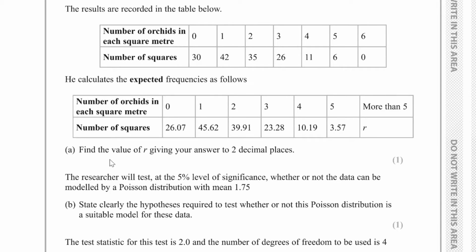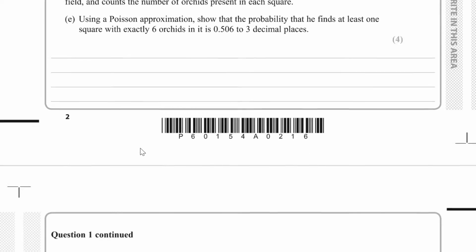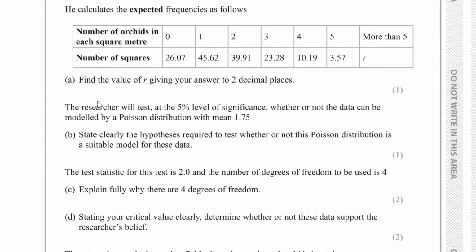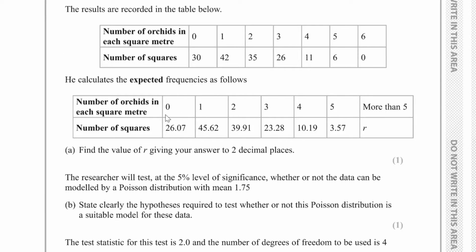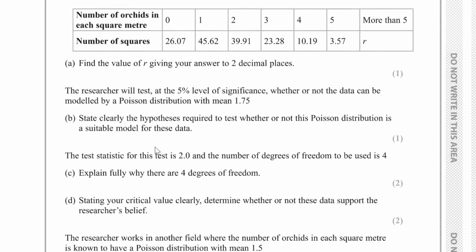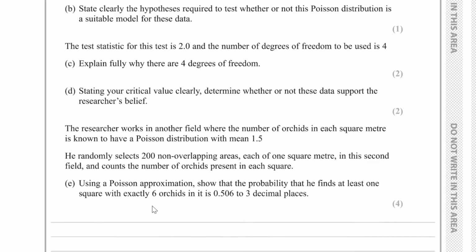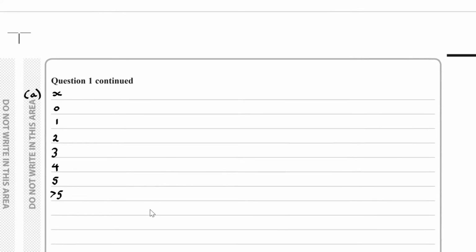And for part A, we have to find the value of r, giving the answer to 2 decimal places. So what we can do is construct a table for part A. We let x be the number of orchids in each square meter. So we have numbers going from 0 to 5 and then more than 5. Okay, so we have 0, 1, 2, 3, 4, 5, and then more than 5. And with this we can find out the probabilities that x equals xi.